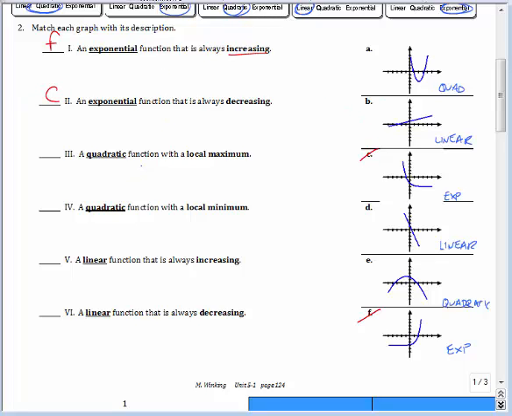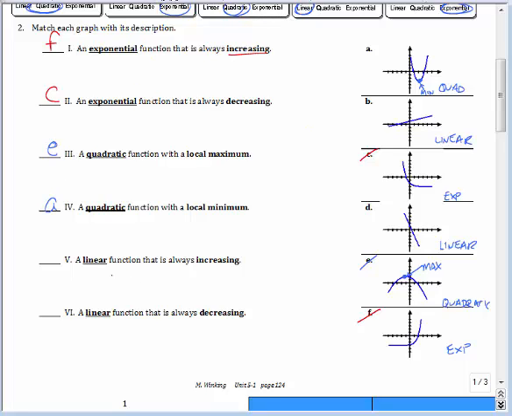Alright, the next, a quadratic with a local maximum. So we have two quadratics. If it has the top of a hill, that's the very top of a hill, that would be considered a maximum right there. The top of the hill is a max. And when it bottoms out like in a valley, that would be considered a min, or a local min right there. So if I want a quadratic function with a local maximum, it would be e. And if I want a quadratic with a local minimum, where it bottoms out, that would be a.